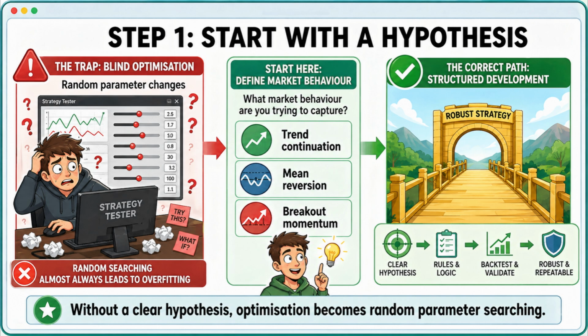The first mistake many traders make is starting directly with optimization. They open the strategy tester and start changing parameters randomly. But before running any backtest, you should start with a hypothesis. What market behavior are you trying to capture? For example, trend continuation, mean reversion, or breakout momentum. Without a clear hypothesis, optimization becomes random parameter searching. And random searching almost always leads to overfitting.